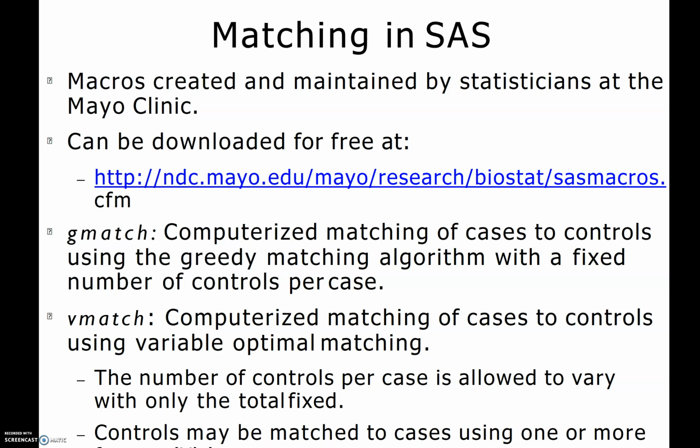Variable optimal matching is performed by Vmatch. The total number of controls per case is allowed to vary with only the total fixed here. So it's a little bit different. Controls can be matched to cases using any number of factors with both of these, Gmatch and Vmatch.